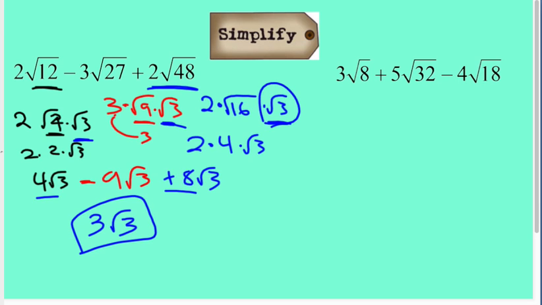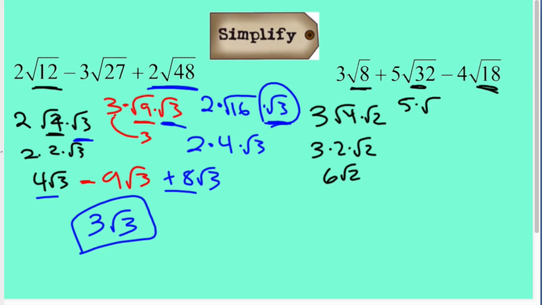Over here, you got square root of 8, square root of 32, square root of 18. Square root of 8 can be split up into square root of 4 times square root of 2. So that's going to be 6 square root of 2. 5 square root of 32 is going to be broken up into square root of 16 times square root of 2. So that's 5 times 4 times square root of 2.